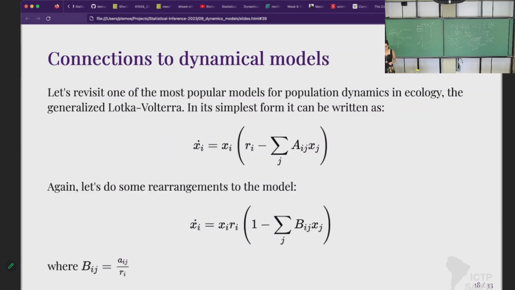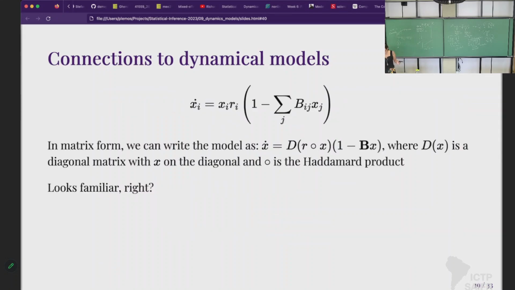So again, let's do some rearrangement of this. We just pull this outside, or divide everything by this r_i, and by doing this kind of rearranging, what we get with this model is this. And I guess this is looking familiar to what we had before. And we can also write this in a matrix form.